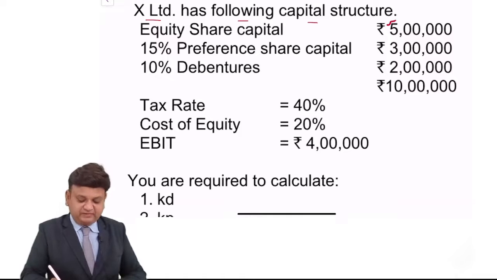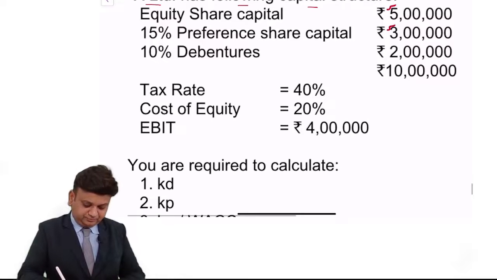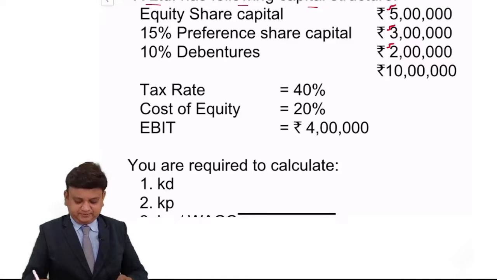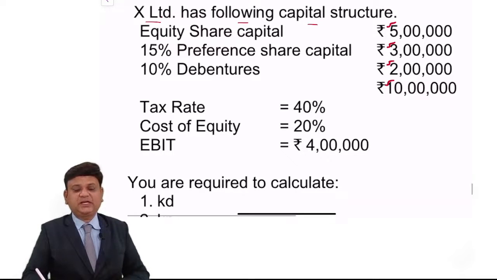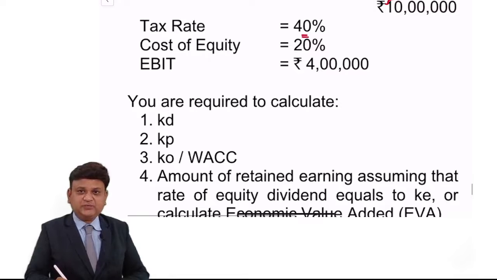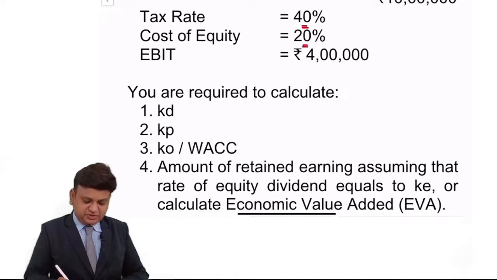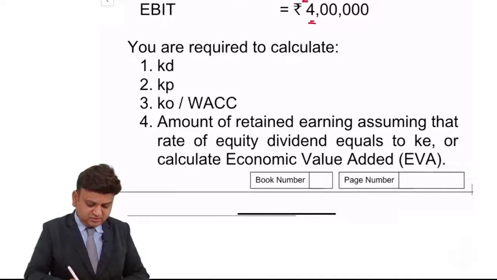Equity share capital is 5 lakhs. 15% preference share capital of 3 lakhs. 10% debentures is 2 lakhs. So the total capital employed is an amount of 10 lakhs. Income tax rate is 40%. Cost of equity is 20%. Operating income is 4 lakhs.